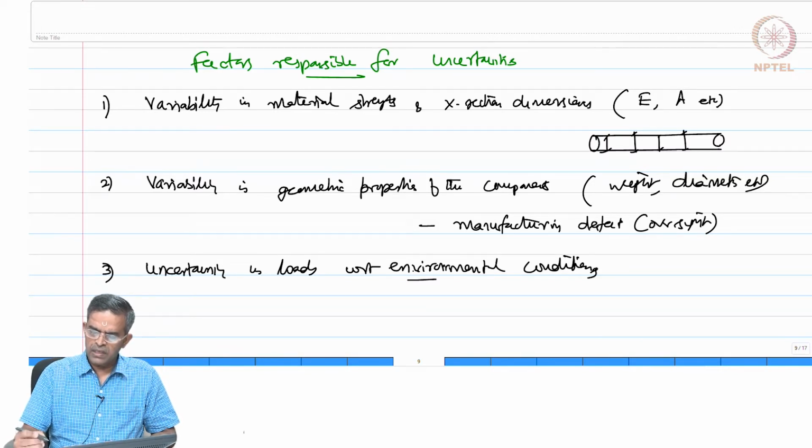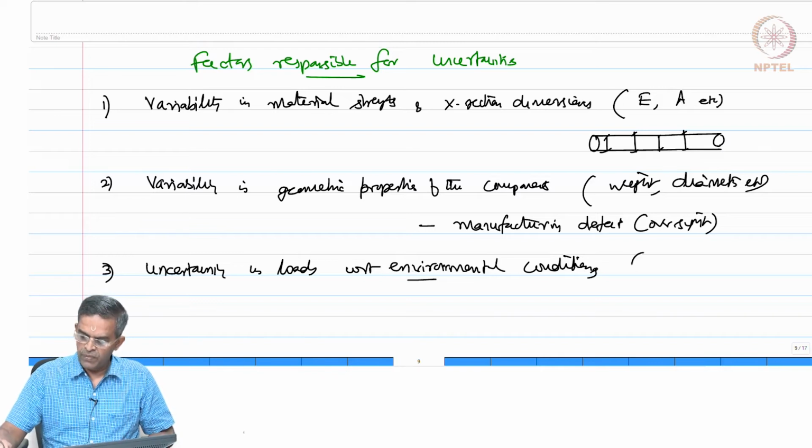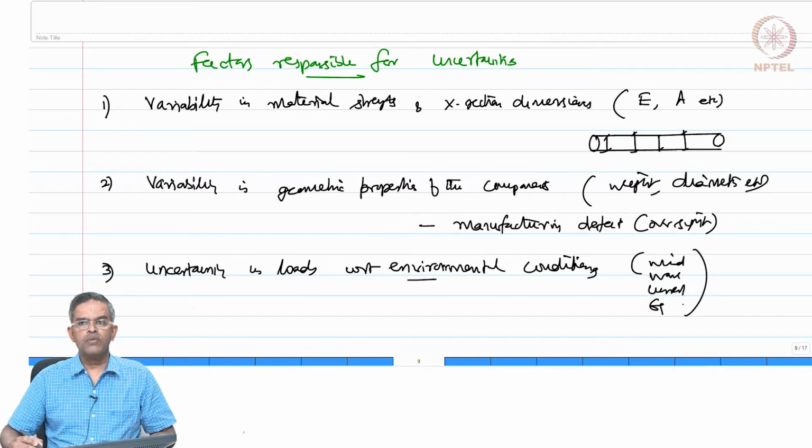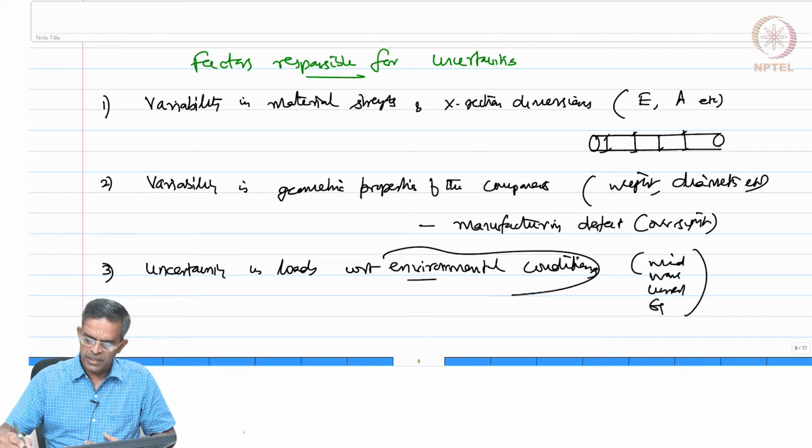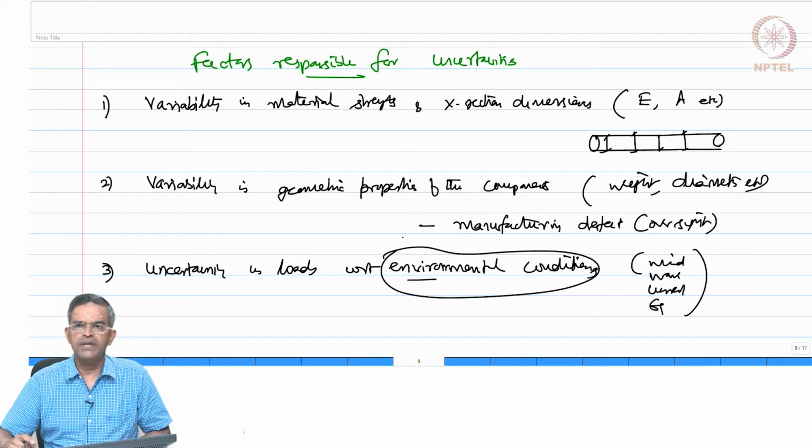Environmental conditions can govern change in loads, for example, wind, wave, current, earthquake; they are environmentally controlled processes. So, there can be a variation, there can be uncertainties in predicting or estimating or computing these loads because they are governed by environmental conditions. So, there can definitely be a variation in their estimates.